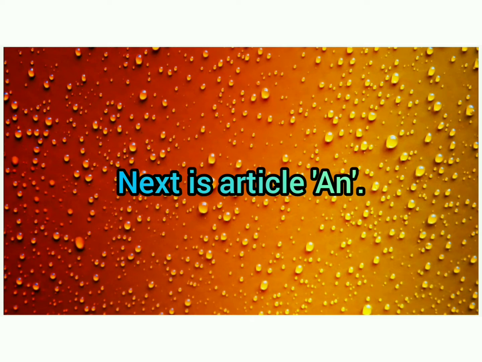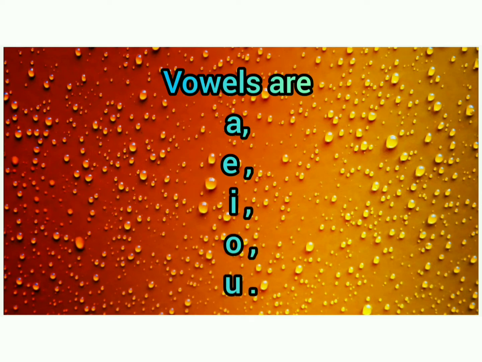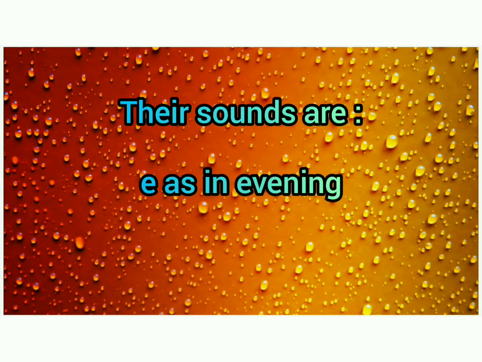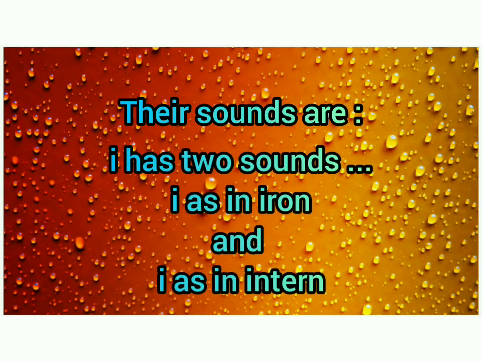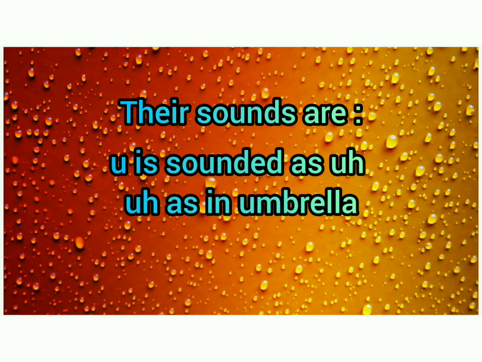Next is article an. A, it is used with words that start with a vowel sound. Vowels are A, E, I, O, U. The sounds are A as in apple, E as in evening, I has two sounds, I as in iron and I as in intern. O as in orange. U is sounded as uh as in umbrella.